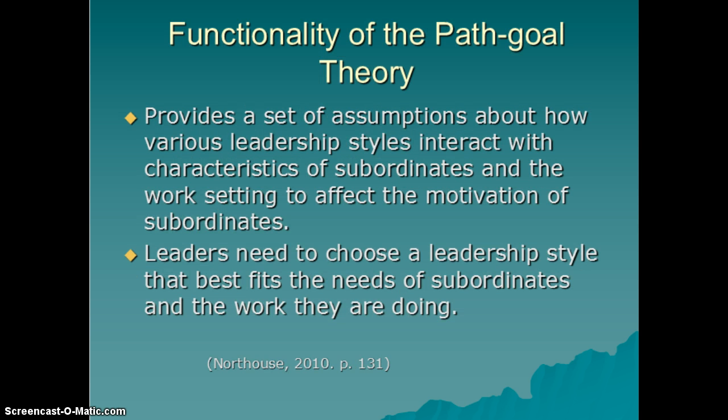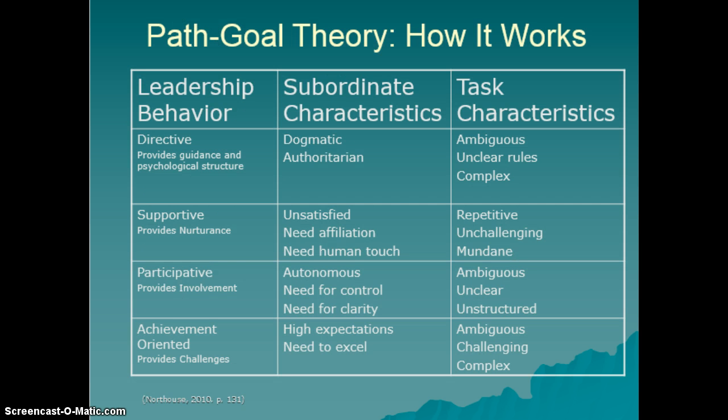The functionality of the Path-Goal theory. The Path-Goal theory provides a set of assumptions about how various leadership styles interact with characteristics of the subordinates and the work setting to affect the motivation of the subordinates. Leaders need to choose a leadership style that best fits the needs of the subordinates and the work they are doing. Path-Goal theory and how it works.